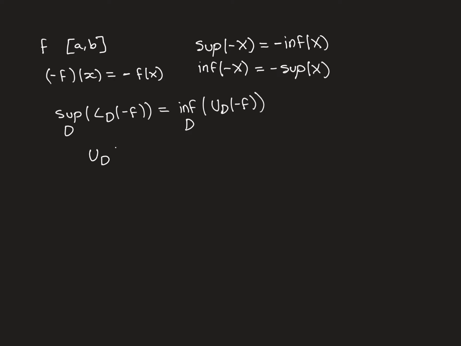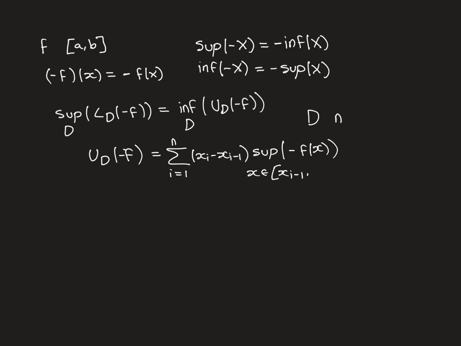If we think about the upper Riemann sum over a dissection of minus f, our dissection D could be any dissection, and for the sake of writing down what the sum is equal to, let's say it's splitting the interval AB up into n pieces. By definition, this is the sum from i equals 1 to n of x_i minus x_{i-1} times the supremum of the value of minus f. Now, the value of minus f is just minus 1 times f of x. So this is minus f of x here, where x is allowed to vary over that interval x_{i-1} to x_i. Now, we're going to use our result here.